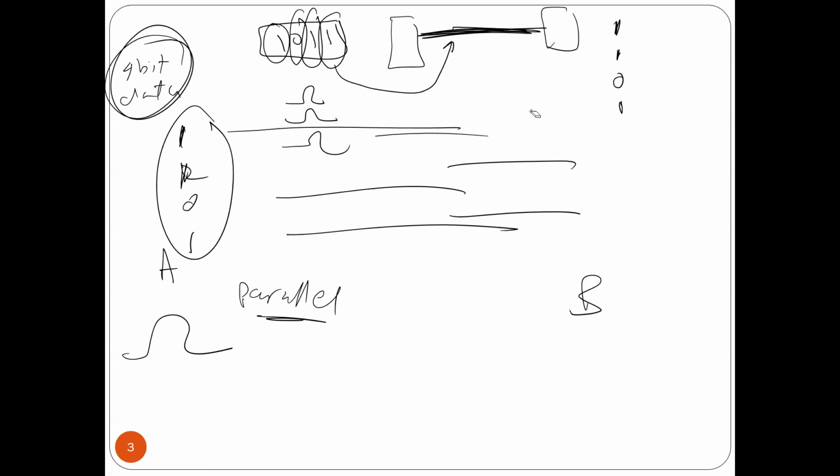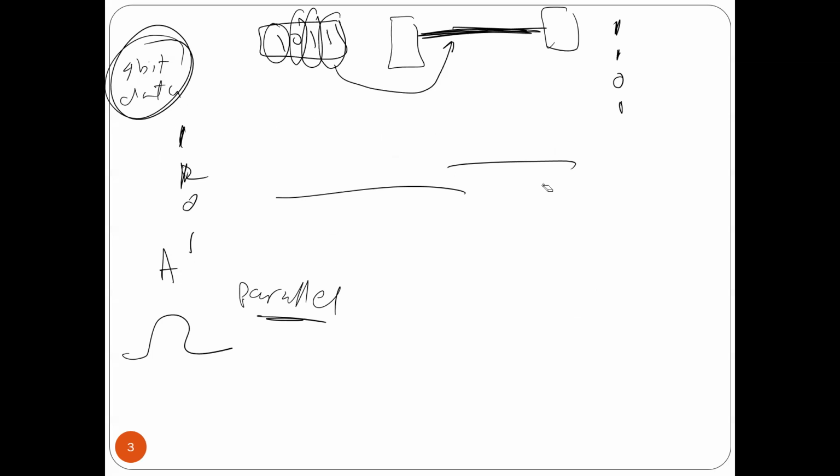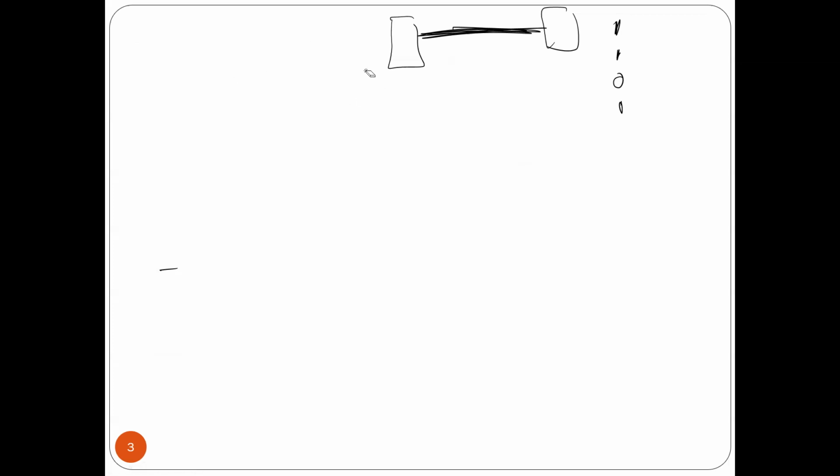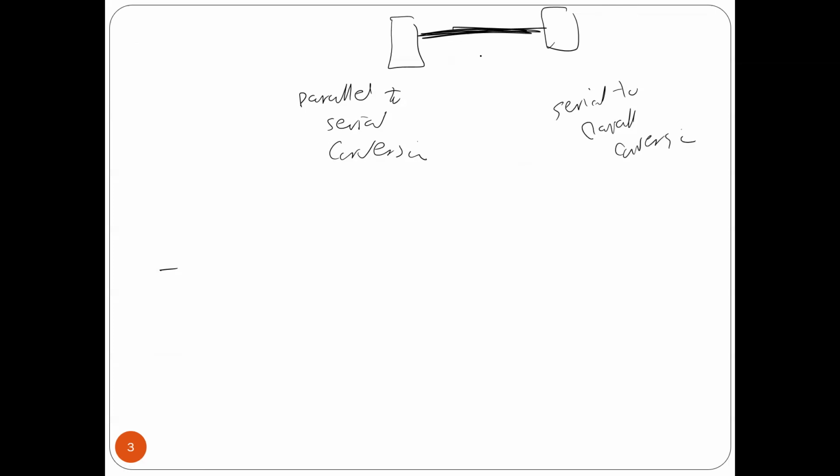And in order to implement something like that, at this side here, I need to do parallel to serial conversion. Here, I want to do serial to parallel conversion. That means I'm going to receive bit by bit, but after that, it becomes parallel.